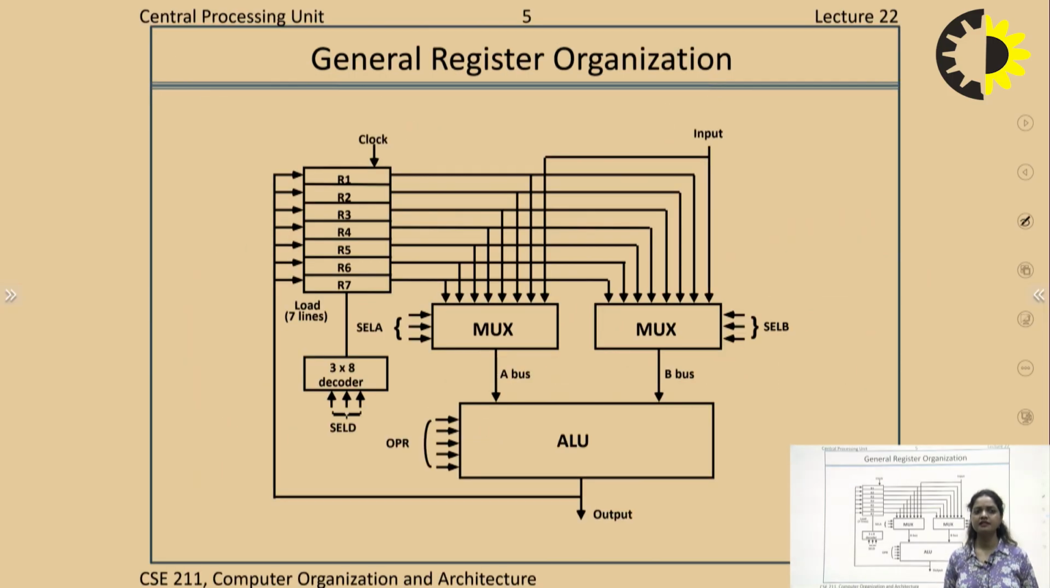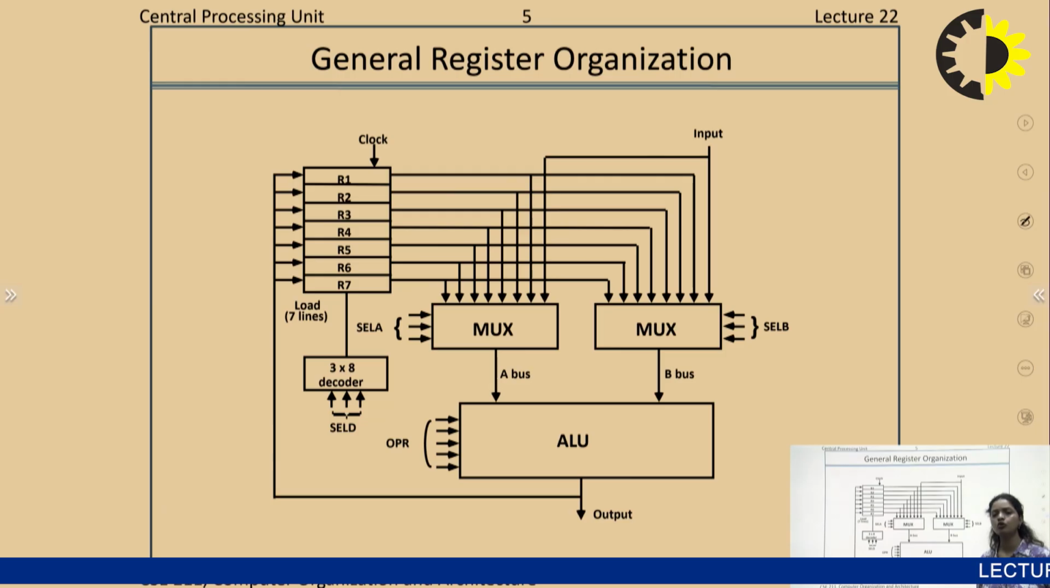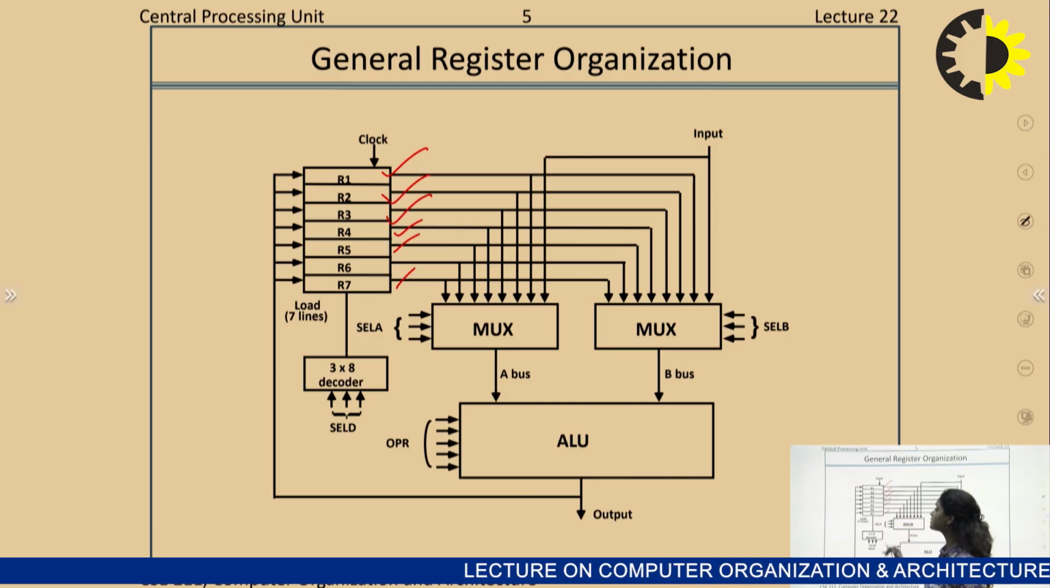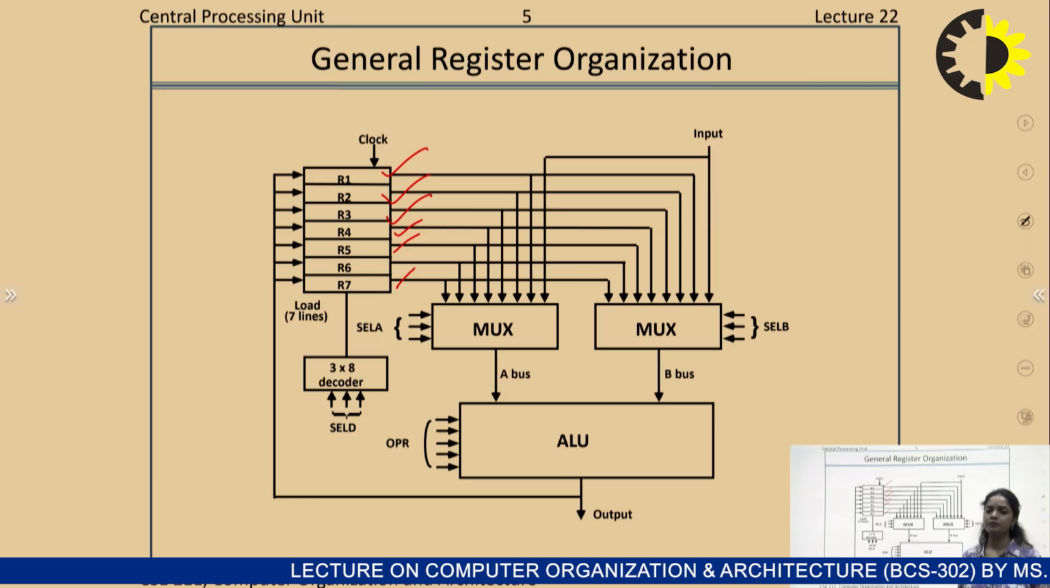So that's why the second scheme, known as the general register organization scheme, is introduced. In this scheme, instead of using a single accumulator along with some other register, we are using general purpose registers. General purpose means these registers can be used for storing multiple types of data. If we want to store more than one value, we can use all these registers, and we want to store in multiple destinations. That's why we are using them. So here R1, R2, R3, 4, 5 till 7, these are all our general purpose registers.